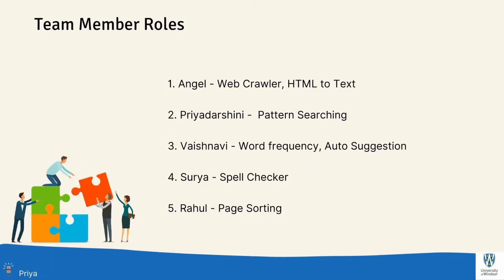Here are our team members and their respective contributions. We have individually worked on a feature. In our team, we have Angel, myself, Vaishnavi, Surya, and Rahul. Angel worked on the web crawler and HTML to text feature. I was responsible for the pattern searching feature. Vaishnavi worked on word frequency and auto suggestion. Surya was responsible for the spell checker, and Rahul worked on the page sorting part.